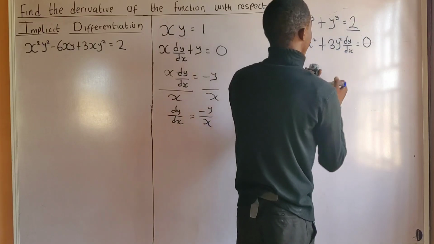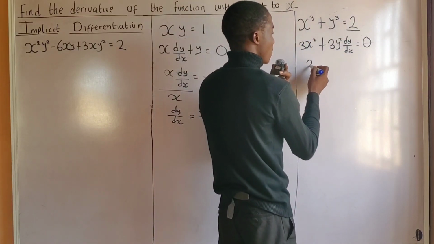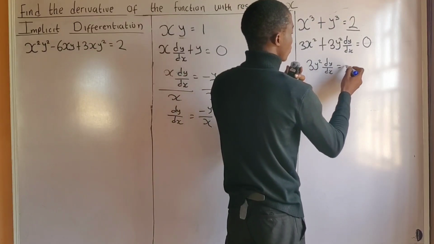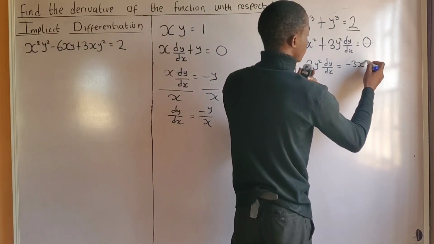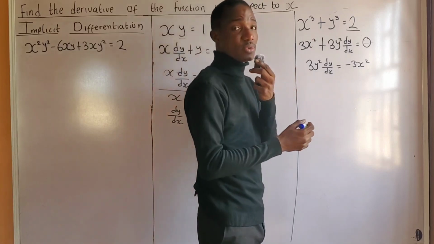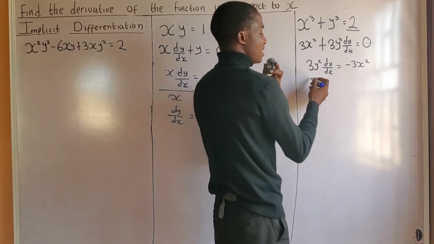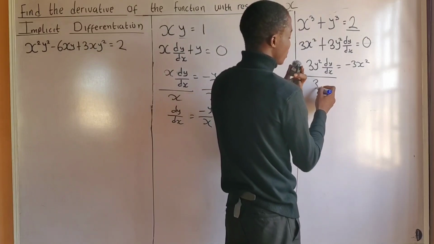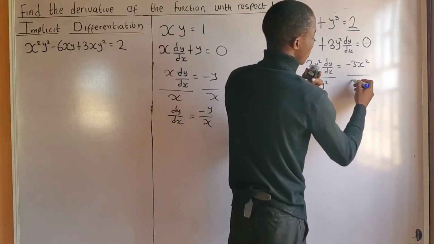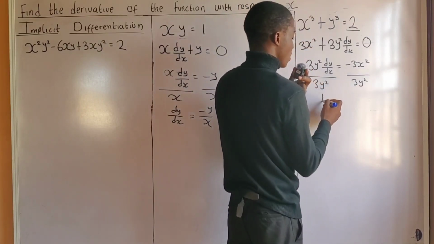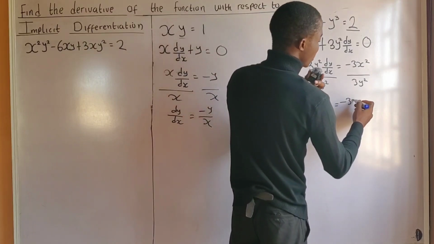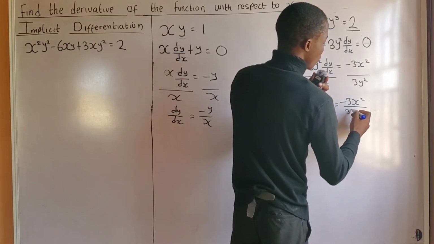going to have 0. So for this, I'm going to have 3y squared dy all over dx is equals to negative 3x squared. Okay, to get the value of dy dx, we divide both sides by the coefficient of dy dx, which is what? 3y squared. So this over 3y squared and this over 3y squared. I'm going to have dy all over dx is equals to negative 3x squared all over 3y squared.